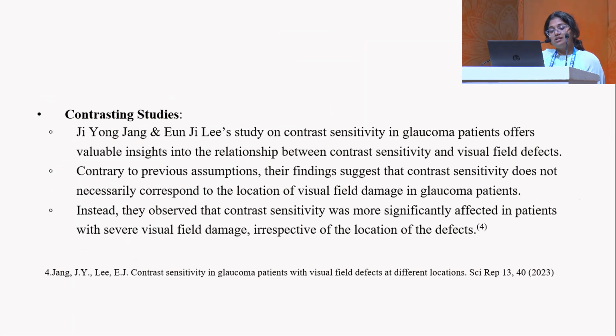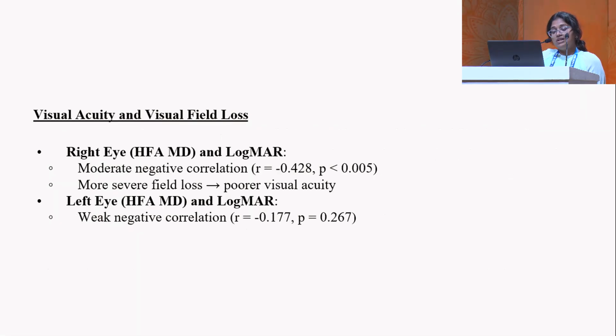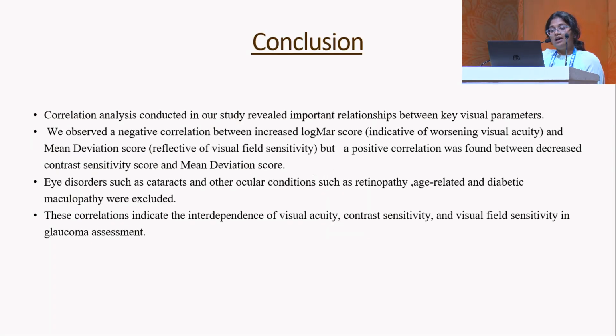Another contrasting study was done by J. Yong Yang and Yunji Lei on contrast sensitivity in glaucoma patients. Contrary to the previous assumptions, their findings suggest that contrast sensitivity does not necessarily correspond to the location of the visual field damage in glaucoma patients. Instead, they observed that contrast sensitivity was most significantly affected in patients with severe visual field damage, irrespective of the location of the defect. Visual acuity and visual field loss show a moderate negative correlation in both eyes.